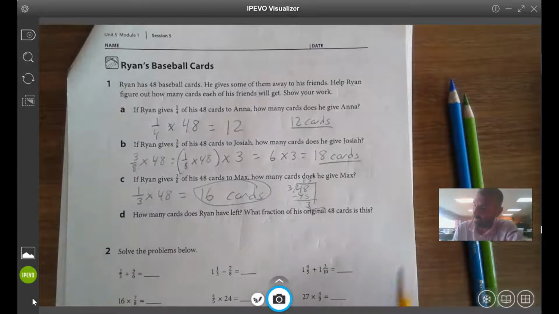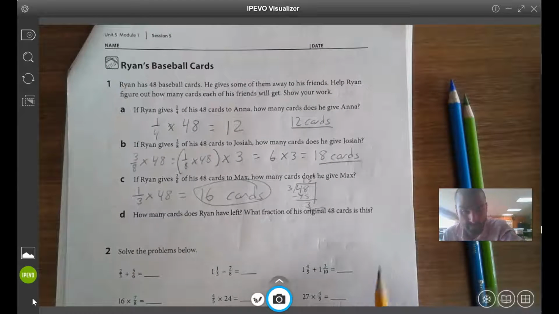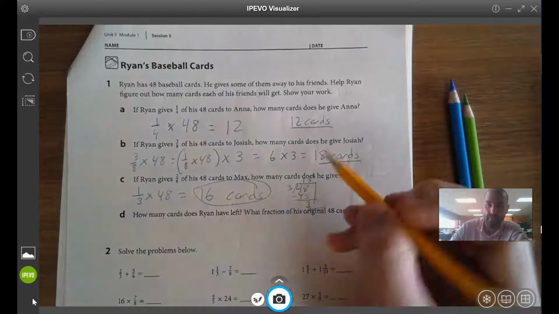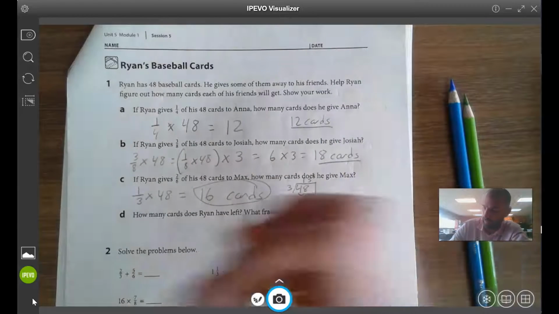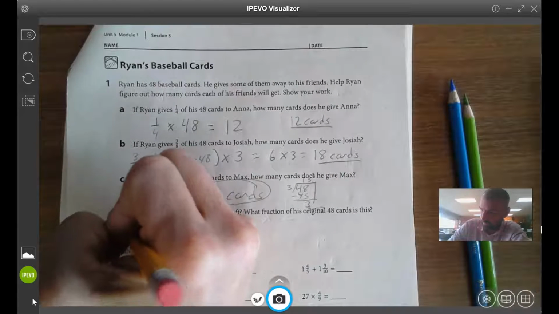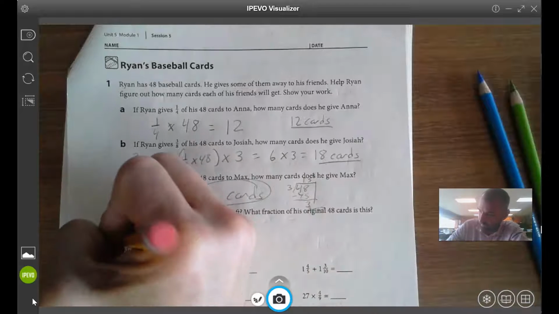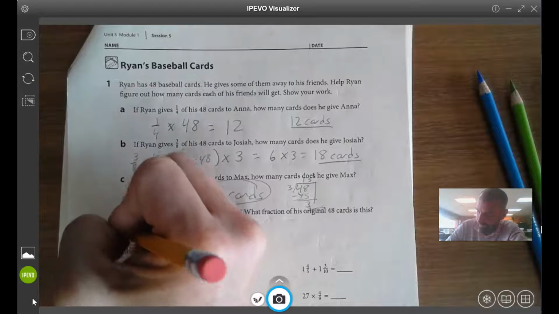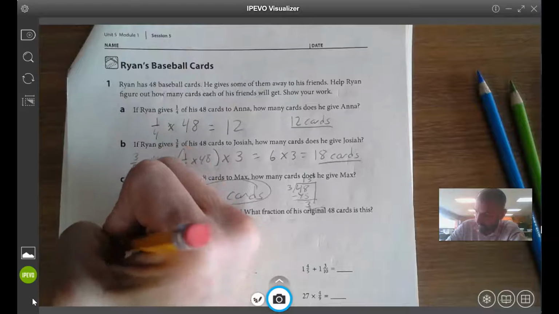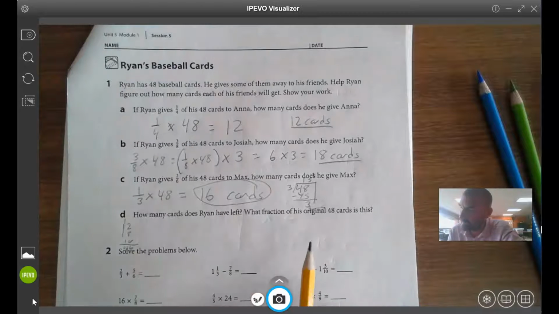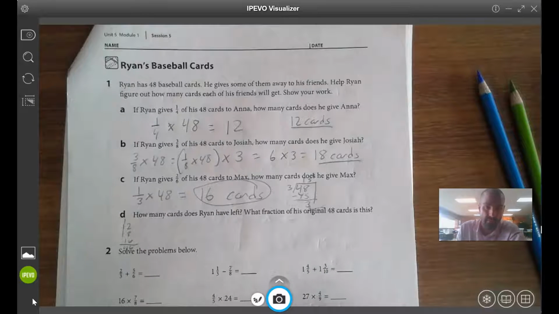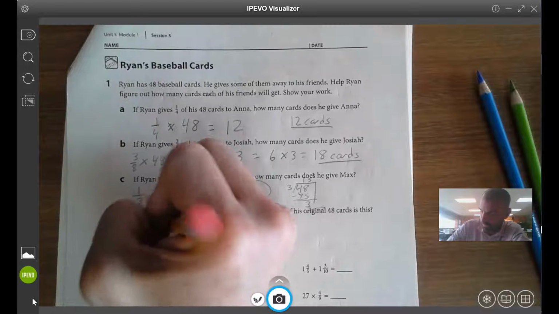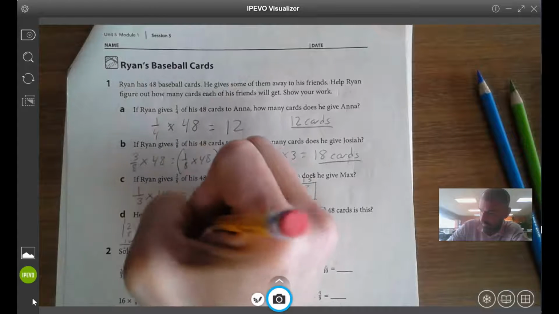How many cards does Ryan have left? What fraction of his original cards is that? Ooh, good one. So we have 12 plus 18 plus 16 equals 2 plus 8 is 10 plus 6 is 16. 1, 2, 3, 4, 46. Whoa! He has 2 cards left.